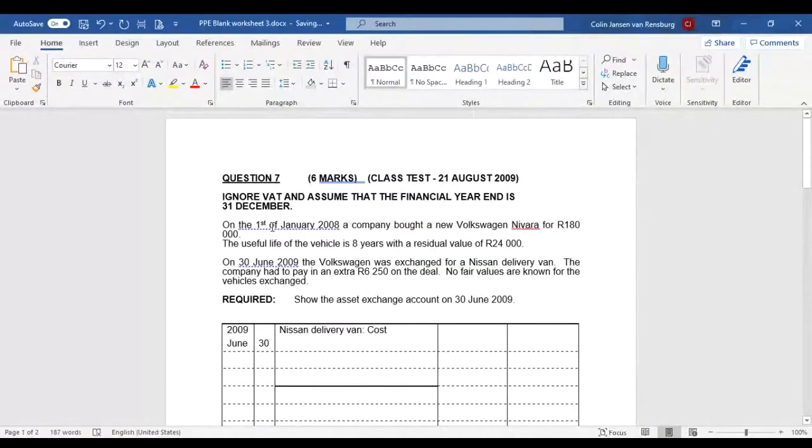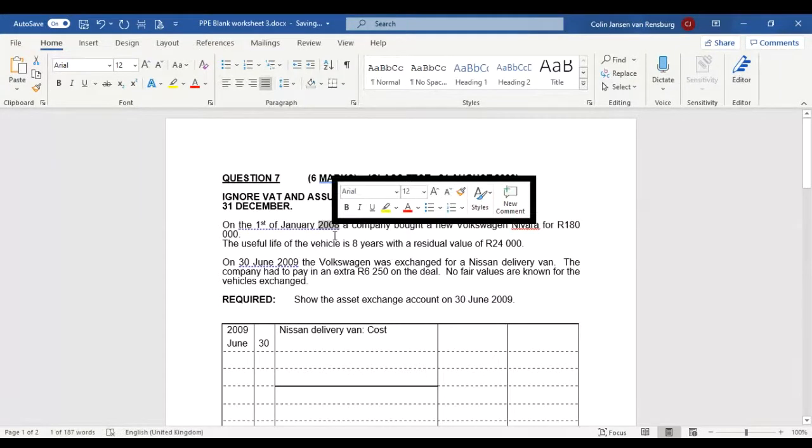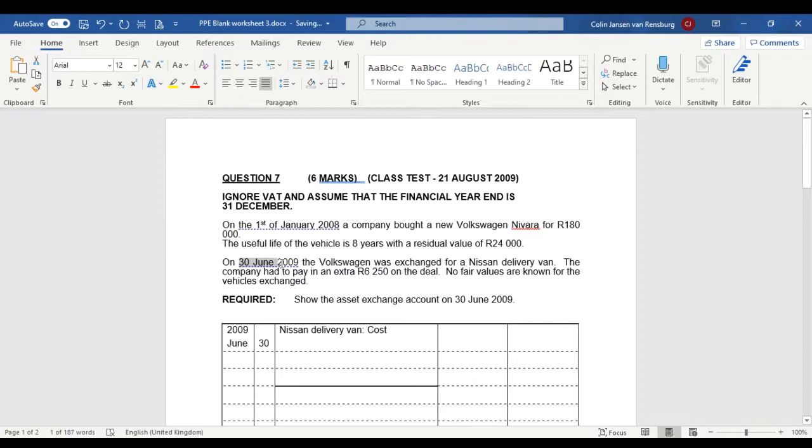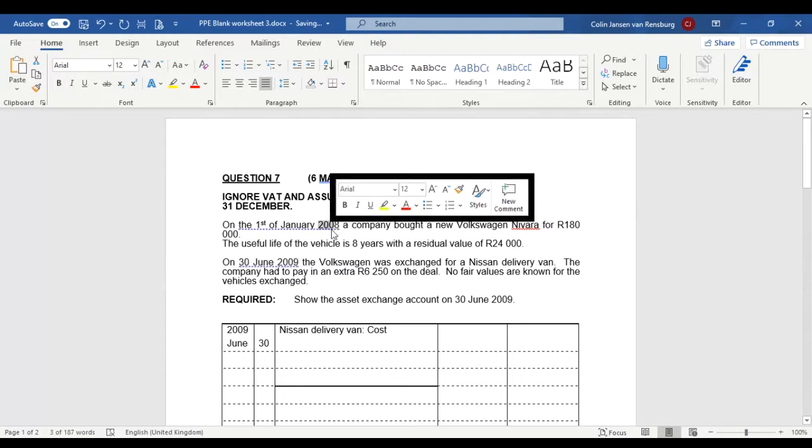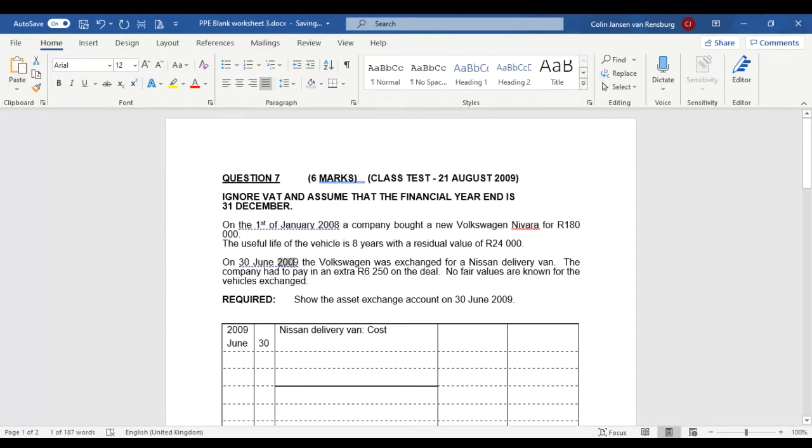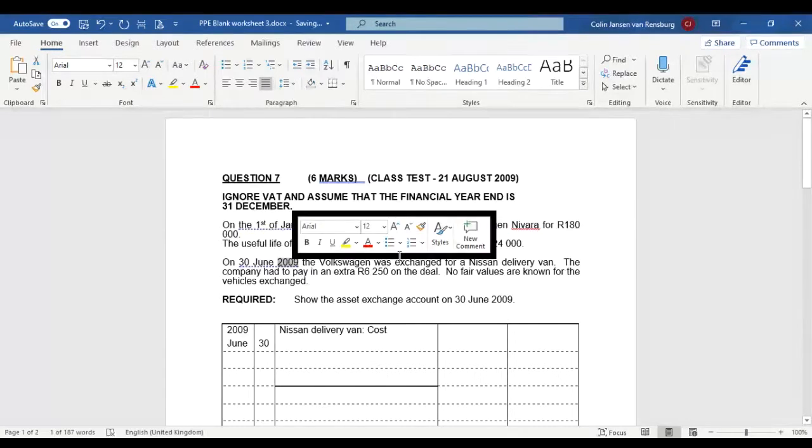Remember, we acquired this on the 1st of January 2008. So we must go and depreciate it for the full 2008 year. You agree? The full 2008 year. And then we did this exchange on the 30th of June 2009. So for how many years must we go and depreciate it? This is another half year. So for the whole 2008 year, and then for a further 6 months or half a year during 2009.